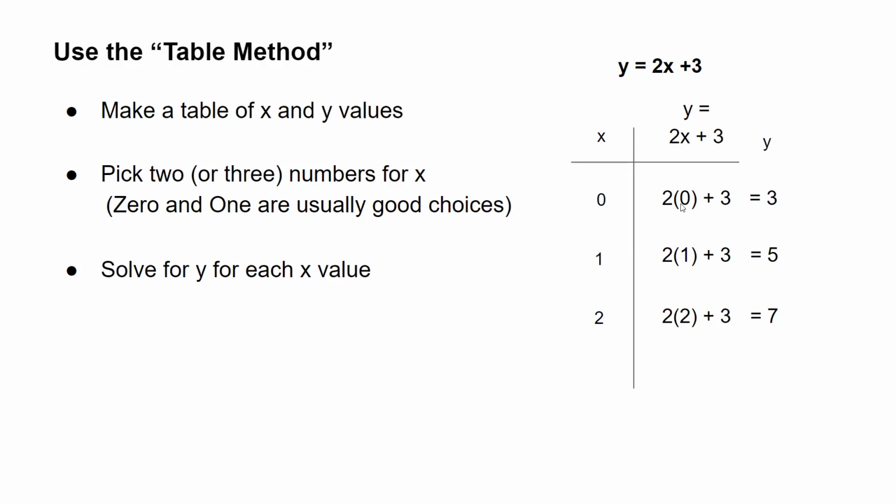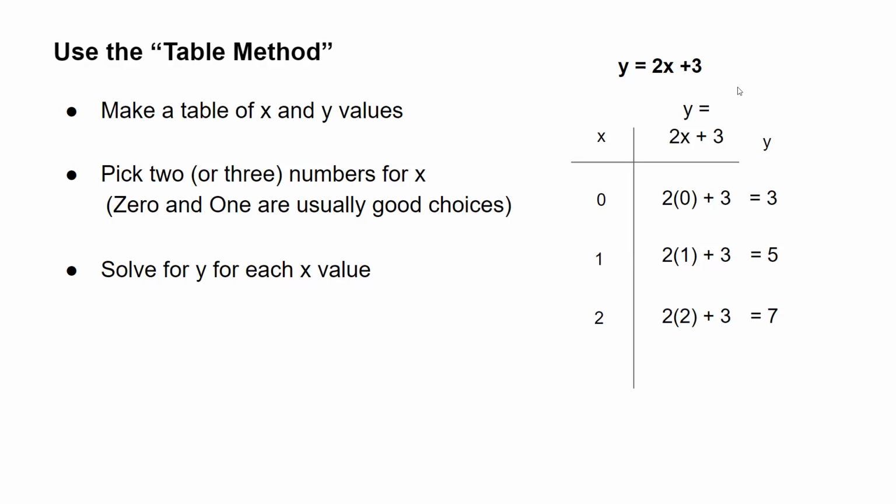See, 2 times 0 plus 3, y must be 3 when x is 0. When x is 1, 2 times 1 plus 3 is 5. When x is 2, 2 times 2 plus 3 is 7. Hopefully you see that pattern. Each time we increase x by 1, y increases by 2.